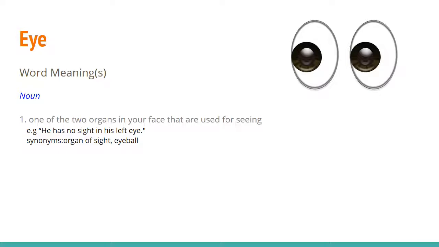Then I would like to talk about the next body part, eyes. Eyes can be used as a noun and a verb. As a noun, it describes one of the two organs in your face that are used for seeing. For example, he has no sight in his left eye. It means that he is blind in his left eye. He cannot use his left eye to see anything. And there are two synonyms, organs of sight and eyeball.